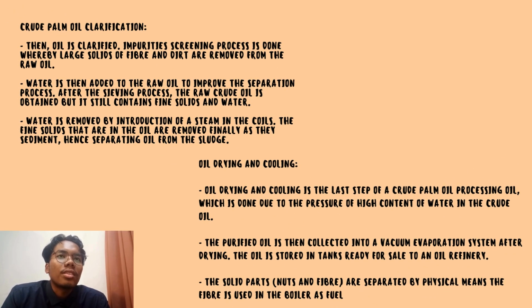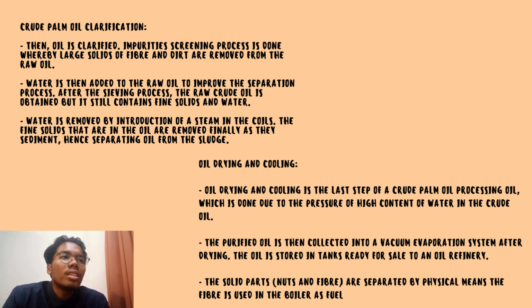Crude palm oil clarification. Then, the oil is clarified. Impurity screening is done, whereby large solids of fiber and dirt are removed from the raw oil. Water is then added to the raw oil to improve the separation process. After the sieving process, the raw crude oil is obtained, but it still contains fine solids and water. Water is removed by introduction of steam in the coils. The fine solids in the oil are finally removed as sediment, hence separating the oil from the sludge.